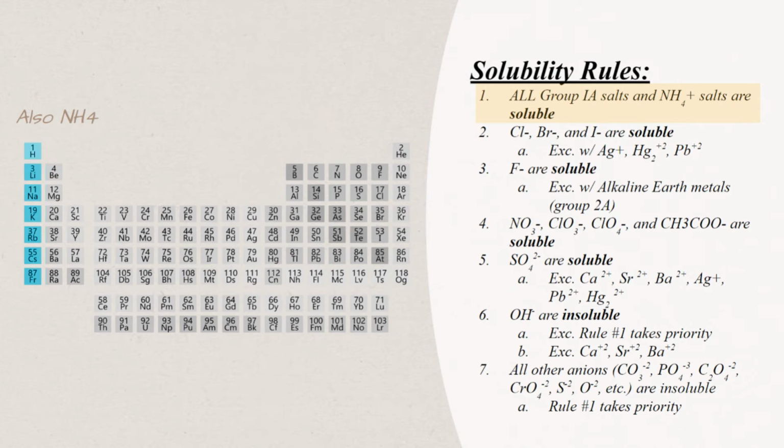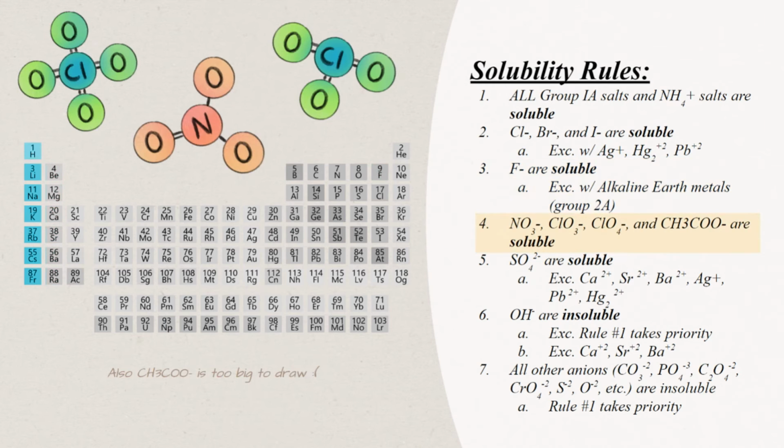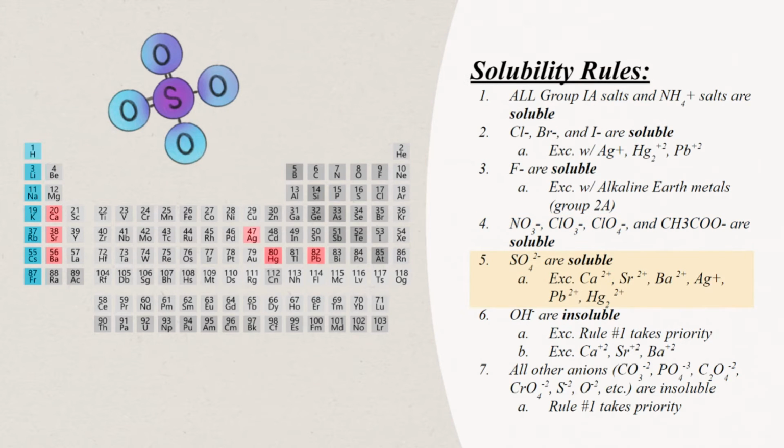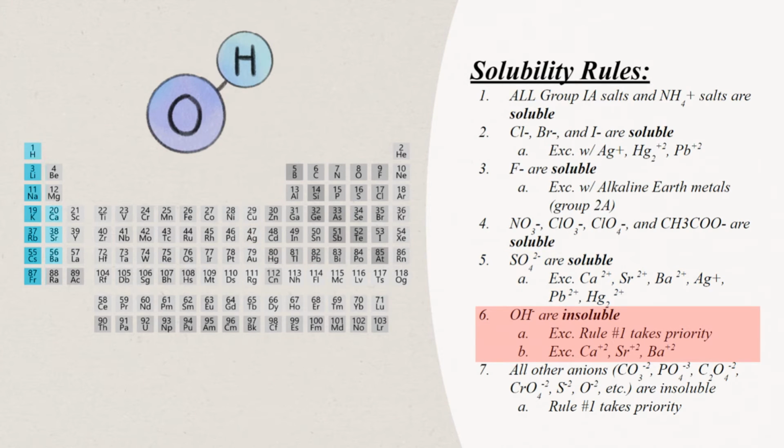All group 1A salts and ammonium salts are soluble. Chlorides, bromides, and iodides are soluble with the exception of silver, mercury, and lead. Fluorides are soluble with the exception of alkaline earth metals. Nitrates, chlorates, hypochlorates, and acetates are also soluble. Sulfates are soluble with the exception of calcium, strontium, barium, silver, lead, and mercury.